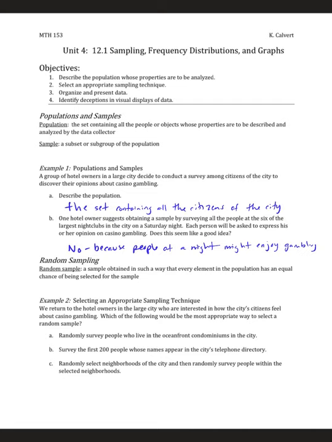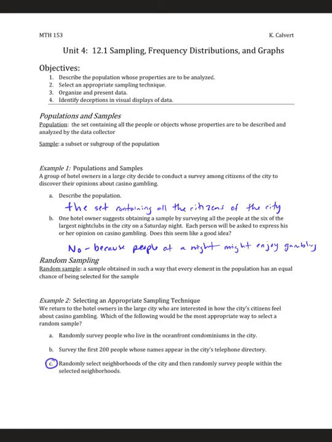So example 2, going back to example 1 talking about the casinos. We return to the hotel owners in the large city who are interested in how the city's citizens feel about casino gambling. Which of the following would be the most appropriate way to select a sample? So go ahead, pause the video, read through those and figure out which one would get a nice randomized sampling of all the people in the city.